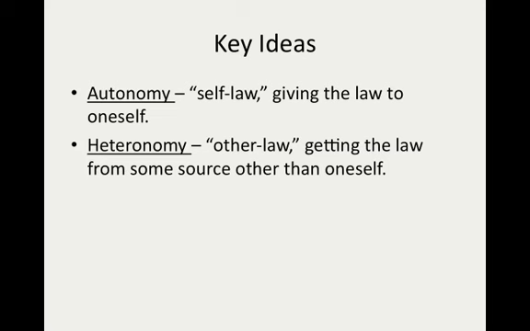So heteronomy means the law, the moral law, comes to you from some source other than yourself. Autonomy means that the law comes to you from within yourself. Now let's go to the heteronomous idea first. What could be some sources of the law? Well, for instance, God could issue commandments, so the law that we're supposed to obey comes from God.